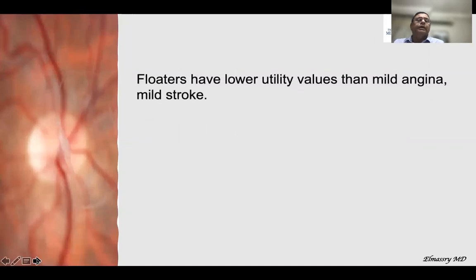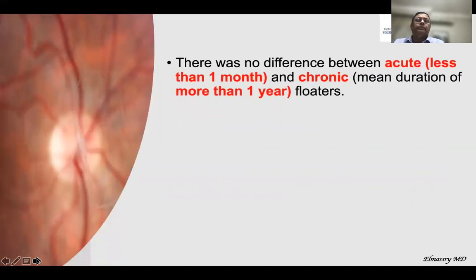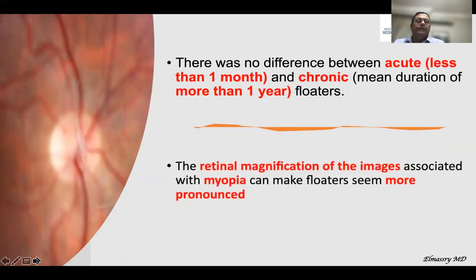And for systemic disease, floaters have lower utility values than mild angina and mild stroke. So floaters have a significant negative impact on the quality of life as compared to ocular as well as systemic diseases. There was no difference between acute floaters that occur after less than 1 month and chronic floaters, which are more than 1 year. In both situations, the complaints are the same, and the patients are affected and annoyed by these floaters.